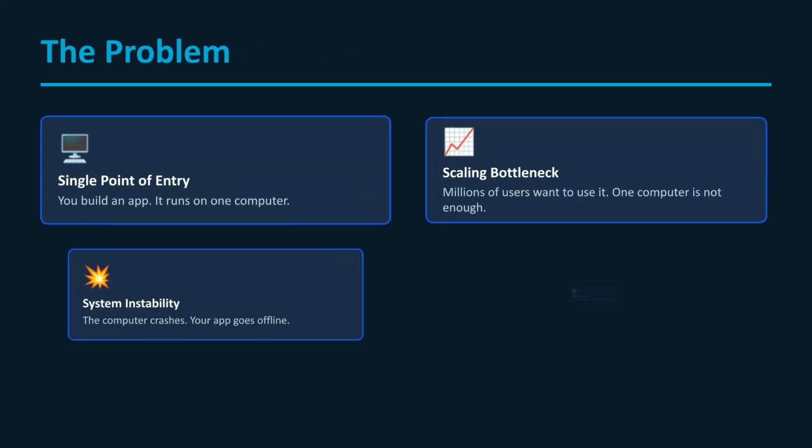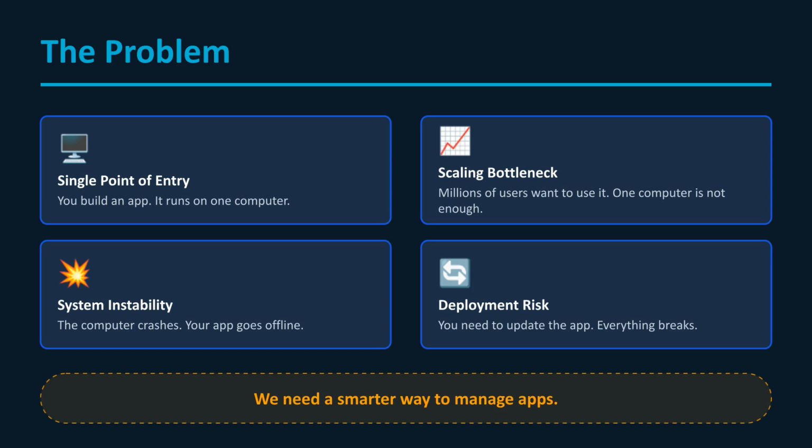First, let us examine the problem. Running a popular app on one computer leads to four main issues: a single point of entry, scaling bottlenecks, instability if the computer crashes, and high risk when updating. We need a smarter way to manage apps.